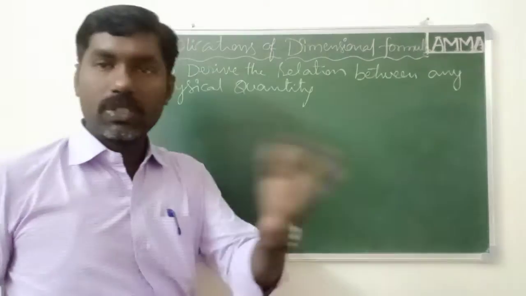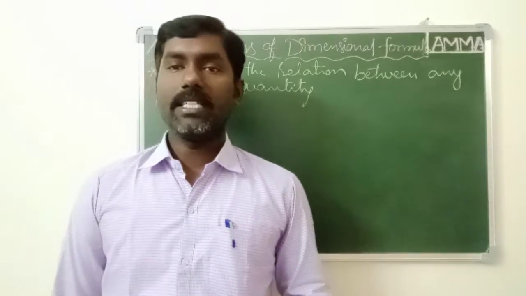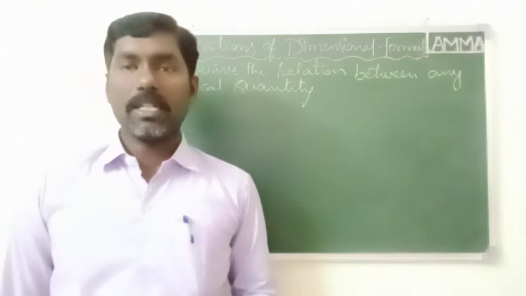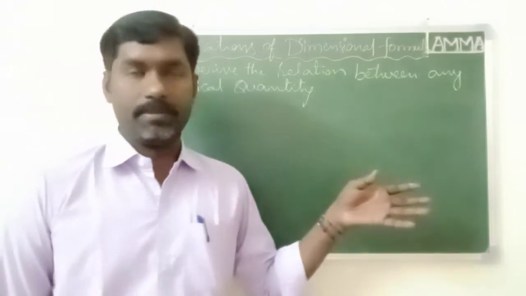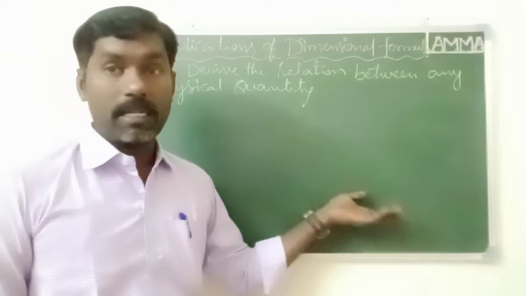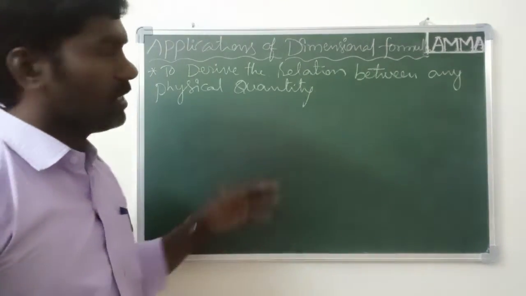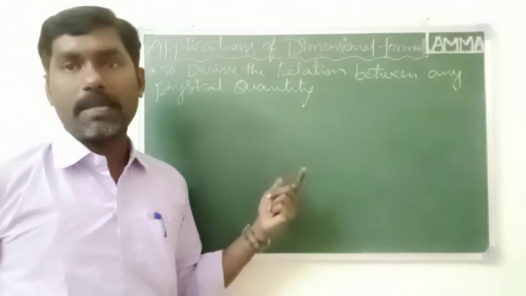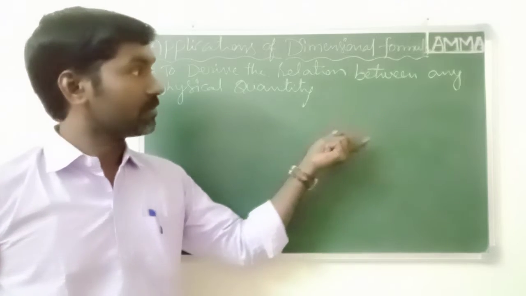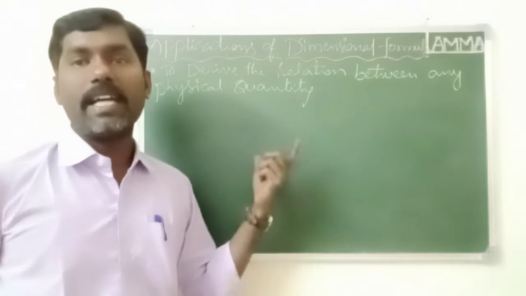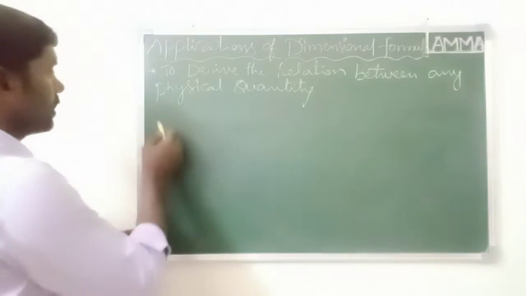Students, in the first two applications, when they give the formula, based on the formula we can change the units from one system to another system. We can check that expression whether it's right or wrong. But in this third application, they won't give you the expression, means the formula. We should find out that expression by using this dimensional formula. Let us see how, with an example.